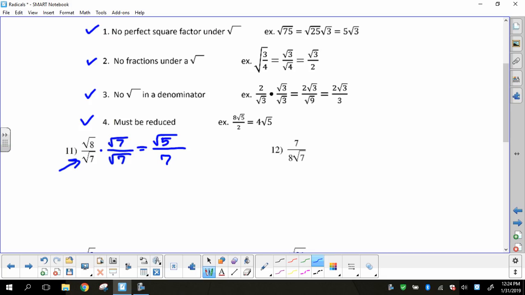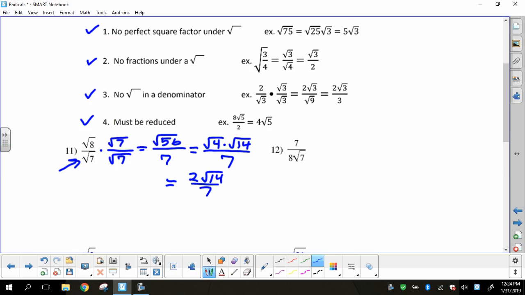Now we have the square root of 56 on top, because the square root of 8 times the square root of 7 is the square root of 56. And the square root of 56 actually has a perfect square factor of 4. 4 times 14 is 56. So I'm going to write it that way. And the square root of 4 is 2. So I end up with 2 times the square root of 14 over 7.